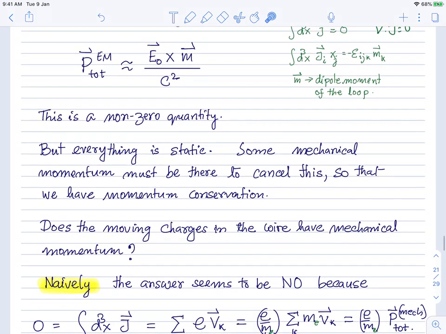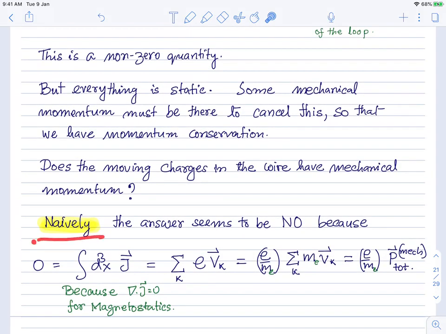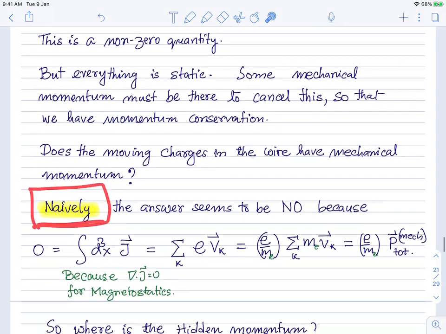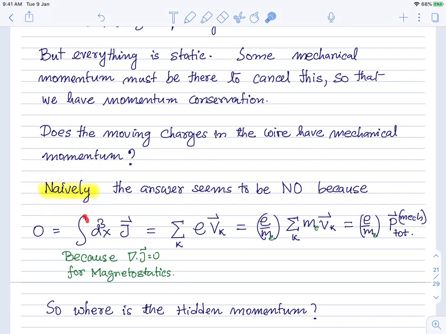Now where is the mechanical momentum? Nothing is moving. So you might say that the charges are moving. It's the right intuition that the charges are moving to give rise to the current, so we should look there carefully. But as you can see through this naive argument, if I take the integral of the current density, then for magnetostatics this would vanish. So this will be equal to 0.